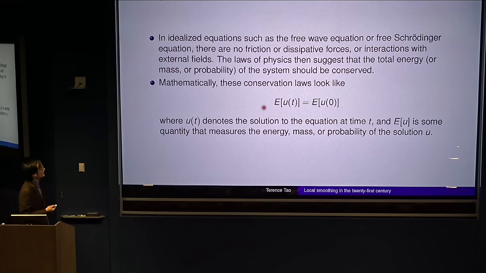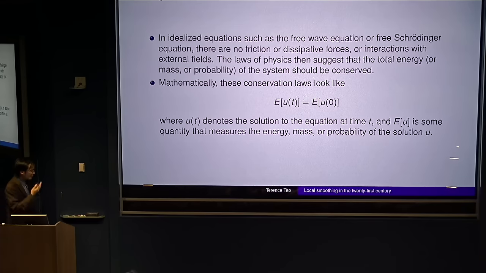So mathematically, what that means is that your solution, your wave, is called U, and at every time t your wave has a certain profile, U of t. U of zero is the initial state of the wave, and U of t is the state at some later time, and every state of the wave gets assigned some number called the energy. The law of conservation of energy says that the energy at time t is always equal to the energy at time zero.